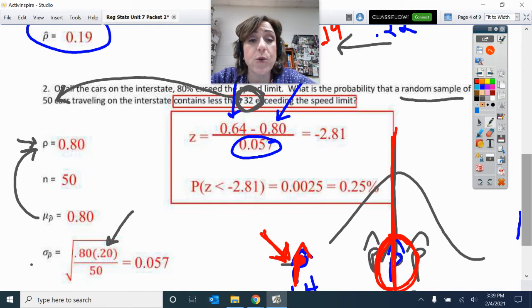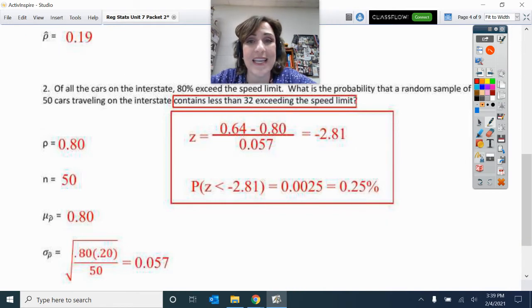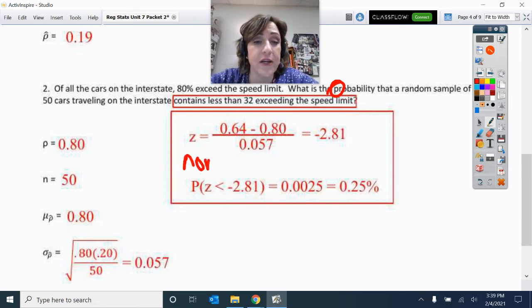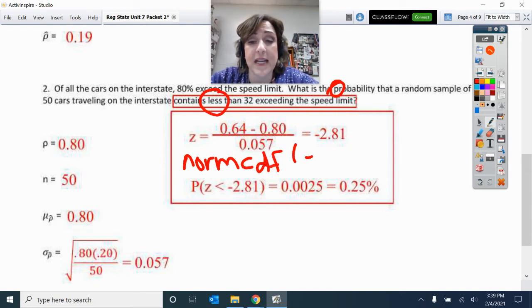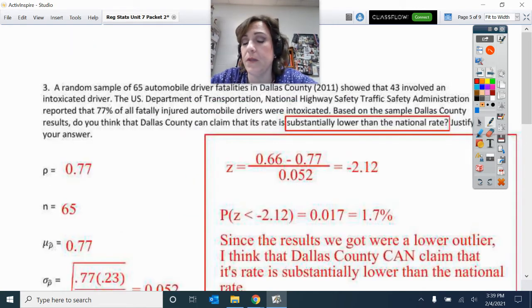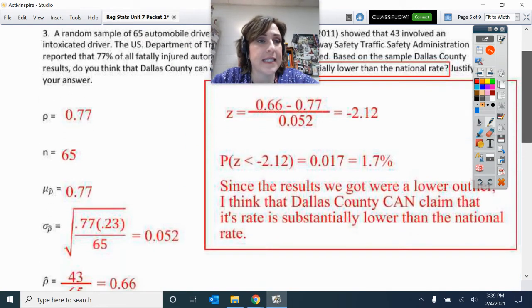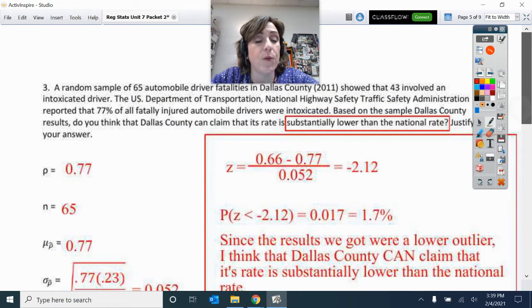Okay, anyway, this question did ask, what is the probability? So that means I'm going to have to use normal CDF to get that area. And I want to go less than. So it is a really small amount from negative 99 up to that negative 0.281, only 0.25%.